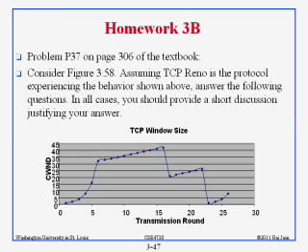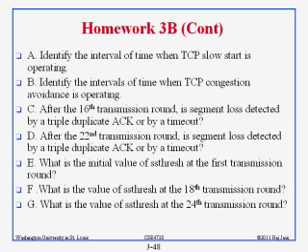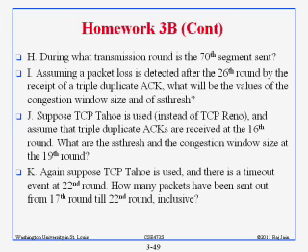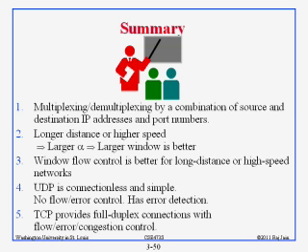All right. So this is the homework now. Let's see the homework. It says, assuming TCP Reno is the protocol experiencing the behavior shown above, answer the following questions. Above means below actually here. In all cases, you should provide a short discussion justifying your answer. So all of these questions, when it is slow start, when it is congestion avoidance, and so on. Once you have done this, you will understand everything about slow start. All right, this is due Monday.